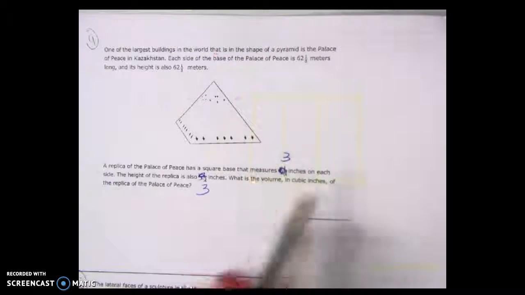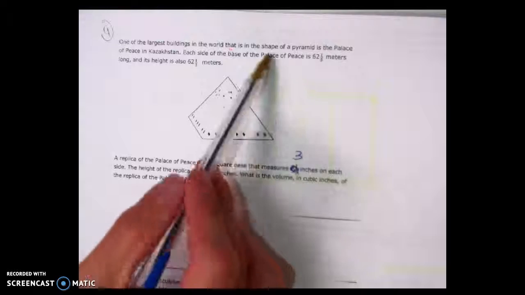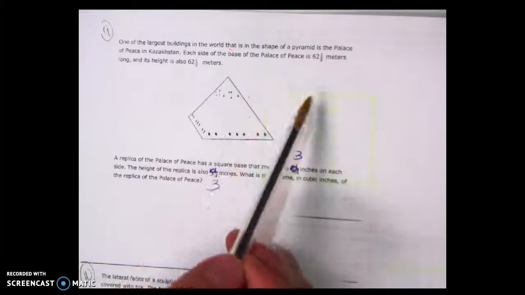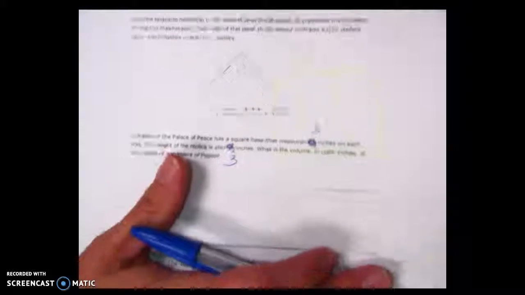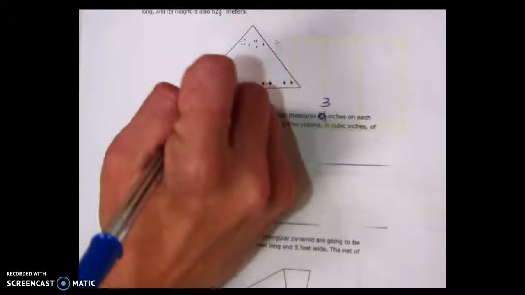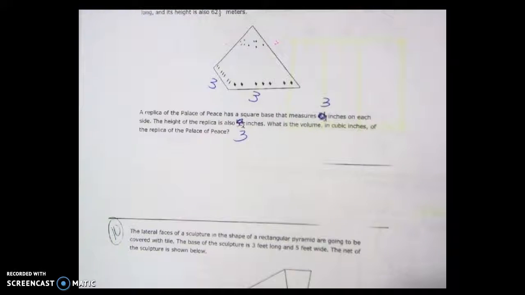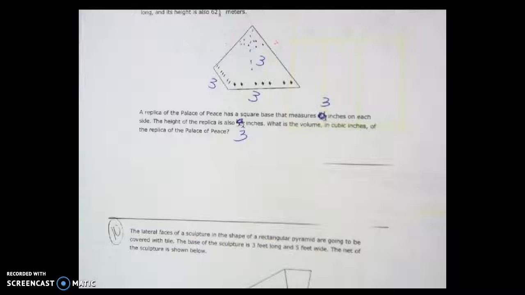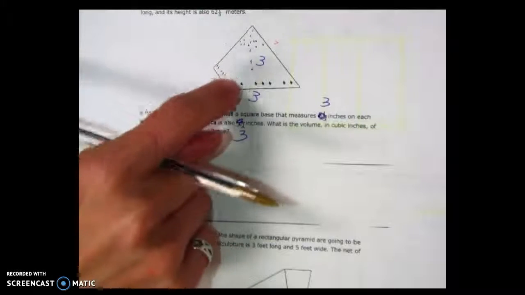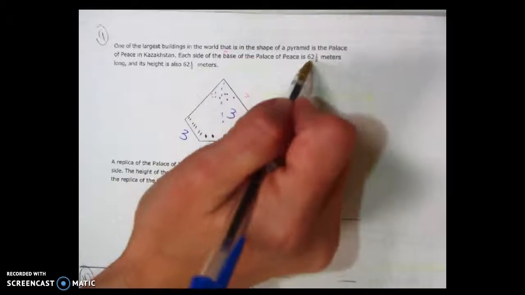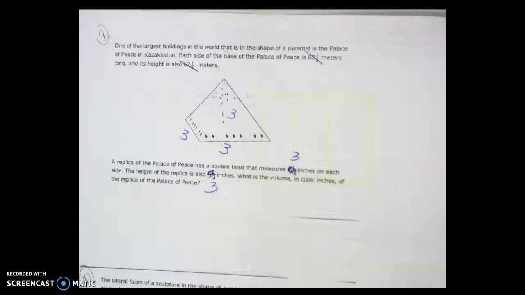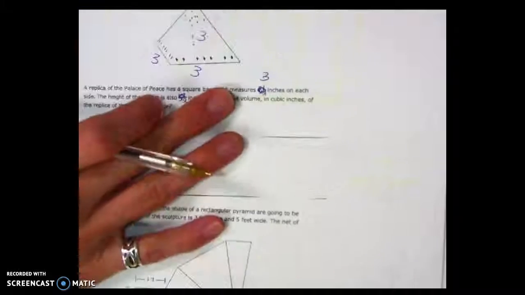Number 9. Okay, hopefully you've read it before you start. All of this tells you there's an actual building and this is the measurements. Then there is a replica of it that is a 3-inch by 3-inch base, and then the height is also 3 inches. What is the volume of the replica? We want to know the volume of the replica. So this 62 1/8 doesn't matter. We don't care about the actual one. We're only looking at the replica.